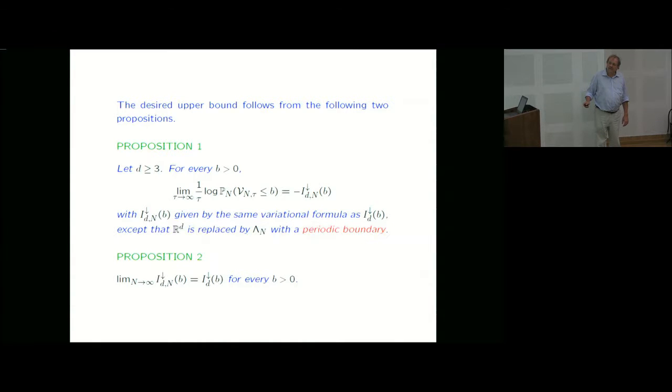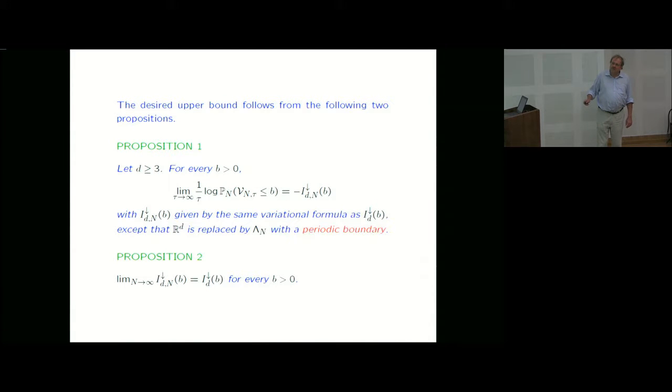We will show that this thing, which is an upper bound for the original downward large deviation, is indeed going to be given by a variational formula of exactly the same type as we saw on R^d, but it will be living on Lambda_n with a periodic boundary. And then afterwards we will show that the variational formula that we derive for this object on Lambda_n will simply converge to the variational formula on R^d. So this will be a kind of analytic argument.